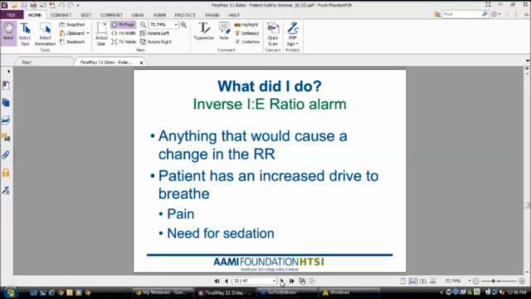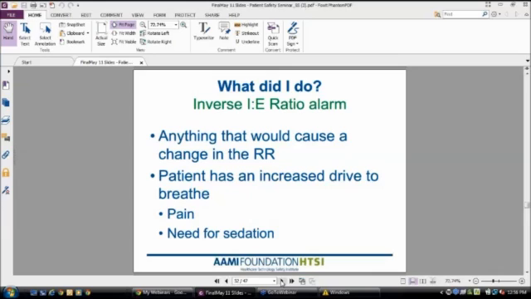A normal IE ratio is 1 to 2, 1 to 3, 1 to 4. An inverse ratio would be 2 to 1, where you're inhaling more than you're exhaling. So that's where the alarm would go off. So when do you want to see an inverse IE ratio? When you want to keep the lungs inflated and allow for re-recruitment of the lungs. Otherwise, we don't normally do that.